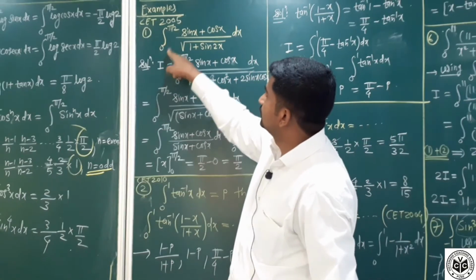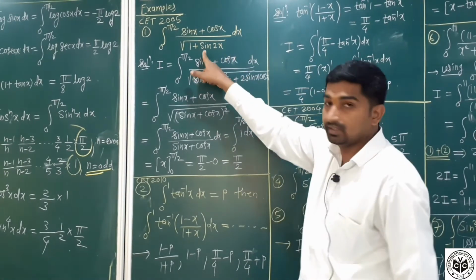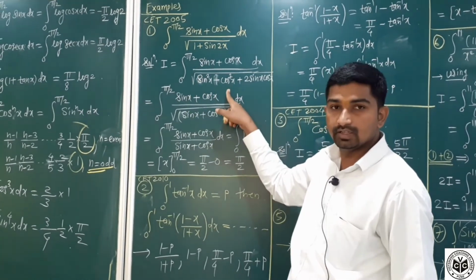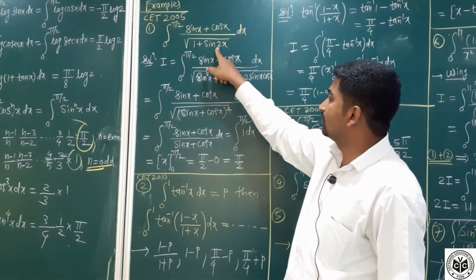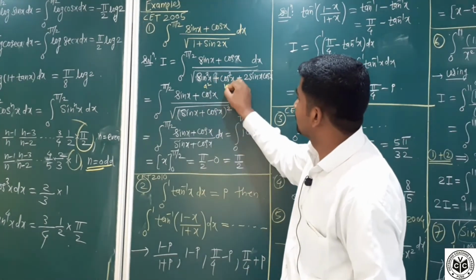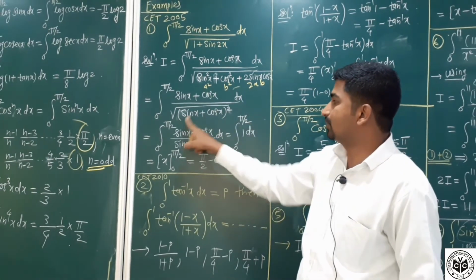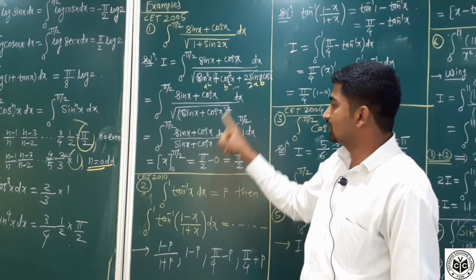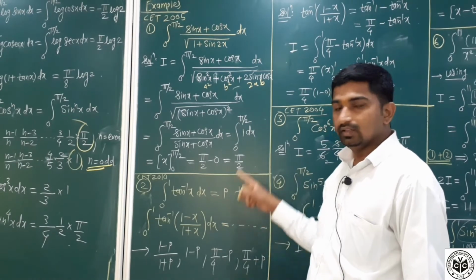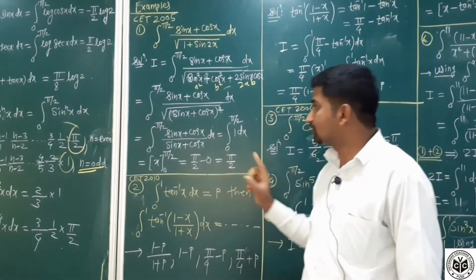Example first, 0 to π/2 (sin x plus cos x) upon root of 1 plus sin 2x dx. We have to use trigonometric formulas. So in this case, firstly adjust 1 as sin square plus cos square, and we know the sin 2 theta formula is 2 sin theta cos theta. So it is a square plus b square plus 2ab, so it will be (a plus b) square, and the square root gets cancelled. So what is remaining? Sine plus cos by sine plus cos, this gets cancelled. So what is integration of 1? 1 is x, upper limit minus lower limit, it comes to pi by 2.